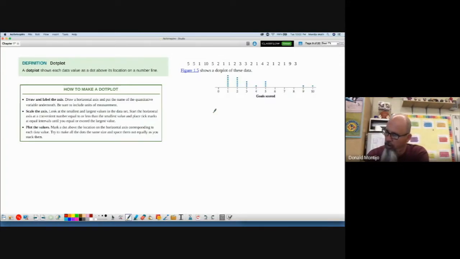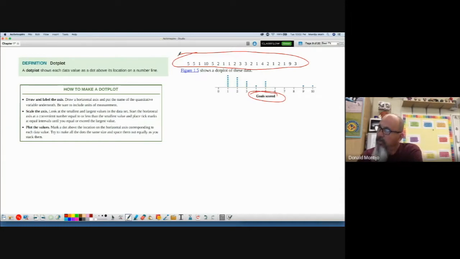So goals scored is the example we're going to use for this dot plot. These are the number of goals scored by the high school soccer team last season. 5 is the first number I see here, so I put a dot at 5. There's another 5, so I put another dot at 5. The third game we scored 1, so I put a dot at 1. The fourth game we scored 10, so I put a dot at 10. And I continue to do this until I have plotted with dots every single value.